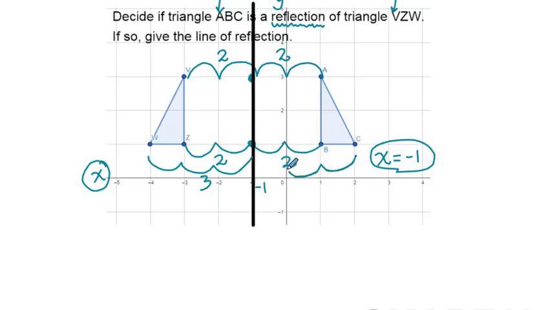1, 2, 3 boxes. Perfect. Phew. All of these matched. Yes, this is a reflection. Okay, that's how to do these. Now, I want to do one more example. This one is definitely trickier.